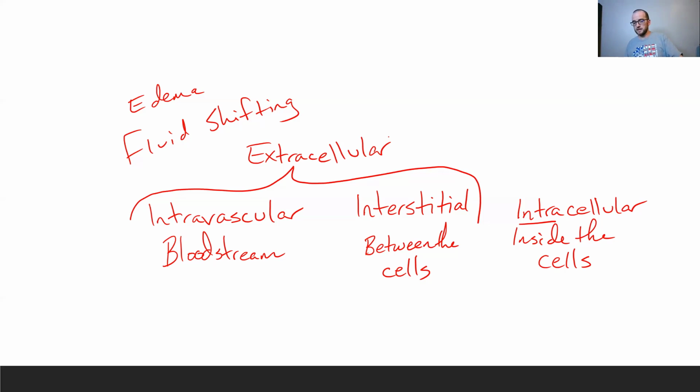So we have fluid inside the cells and we have fluid outside the cells. The fluid outside the cells, extracellular, can be in one of two places. It can be between the cells or it can be in the bloodstream. So if you ever hear them talking intracellular fluid versus extracellular fluid, intra is inside the cells, extra is outside the cells, so it's those two compartments.